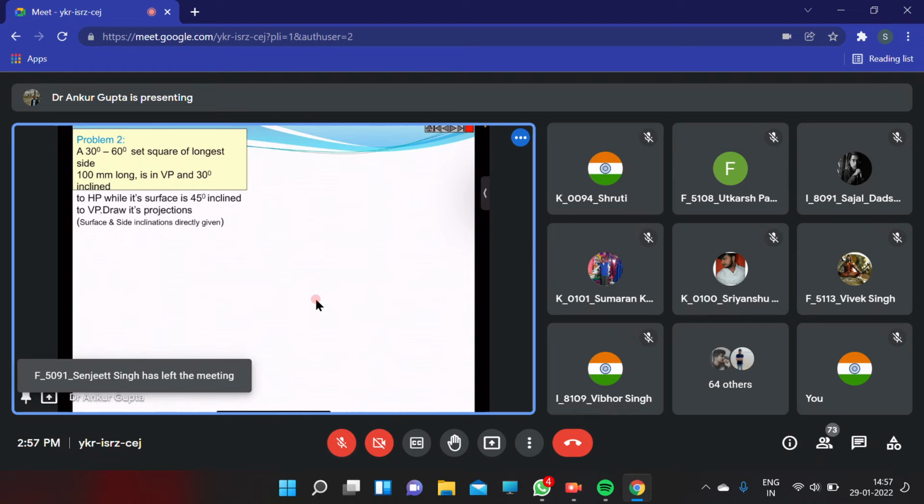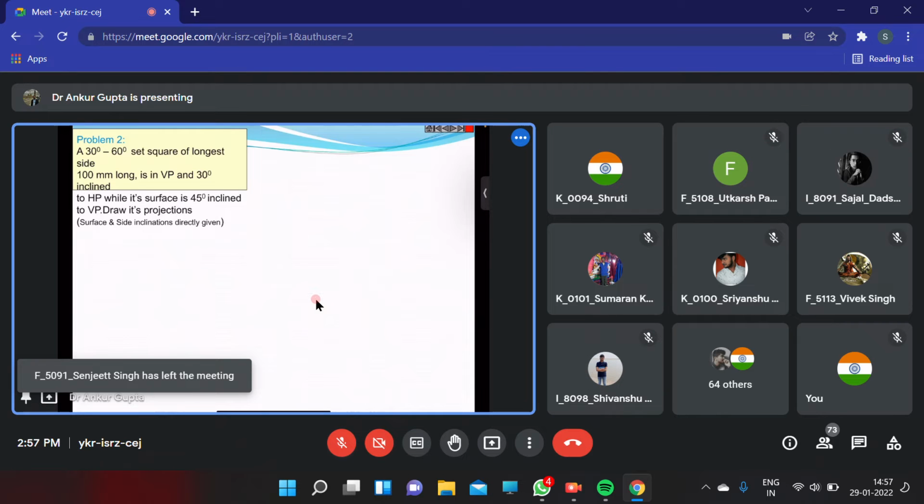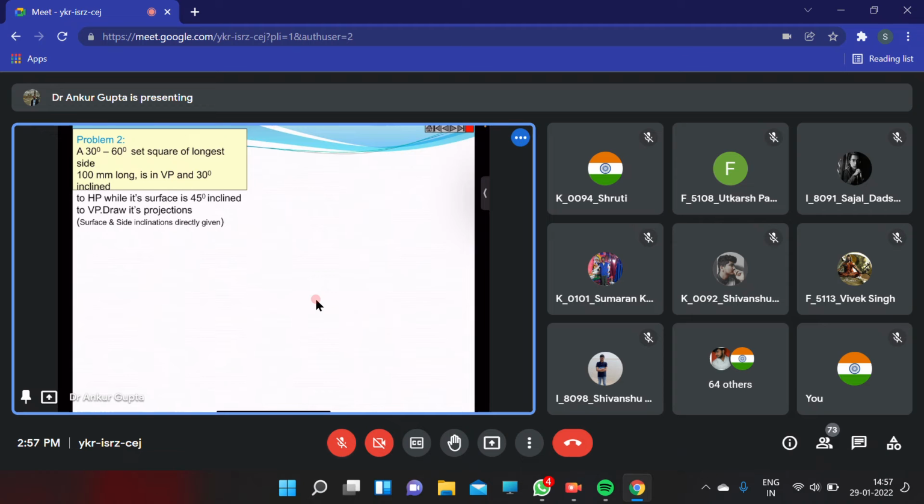30 डिग्री सेट स्क्वायर जानते हैं आप लोग सब? Yes, sir. जानते हैं ना? So the problem is a 30 degree 60 degree set square. This is a type of set square कि एक साइड उसका 30 डिग्री होता है, एक साइड उसका 60 डिग्री होता है, ठीक है। Of longest side 100 mm long is in VP and 30 degree inclined to HP, while its surface is 45 degree inclined to VP. Draw its projection.